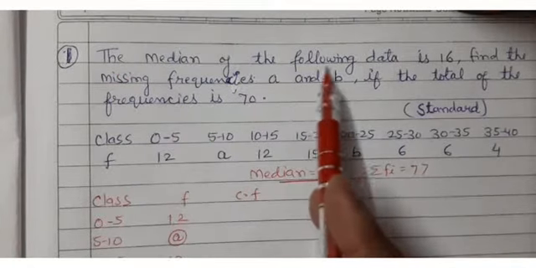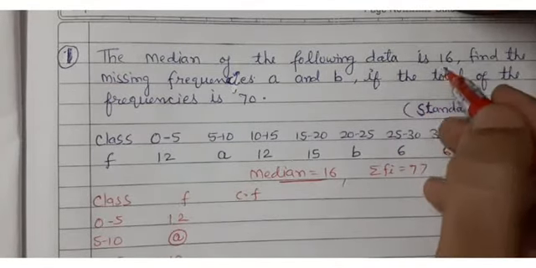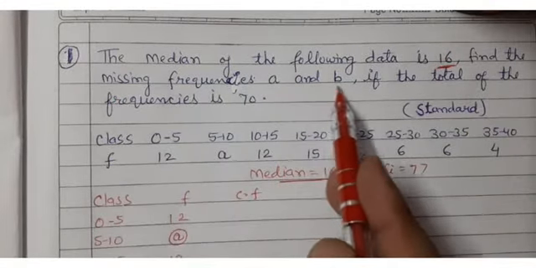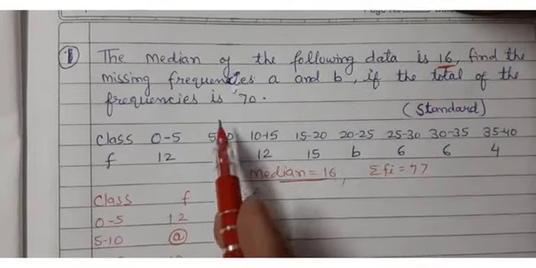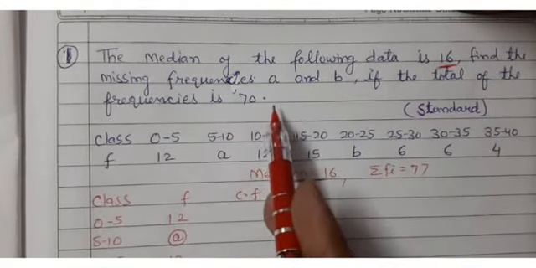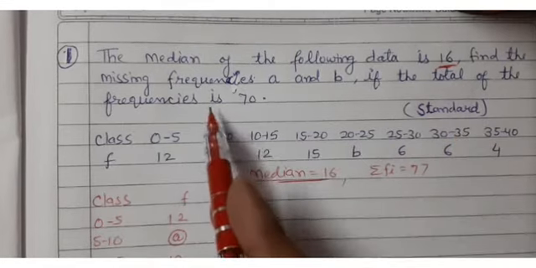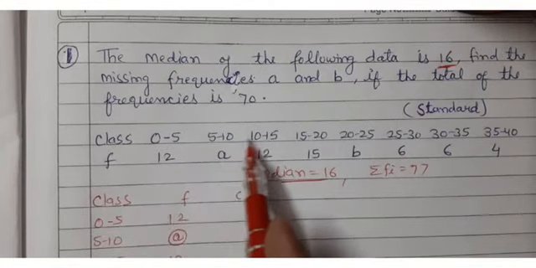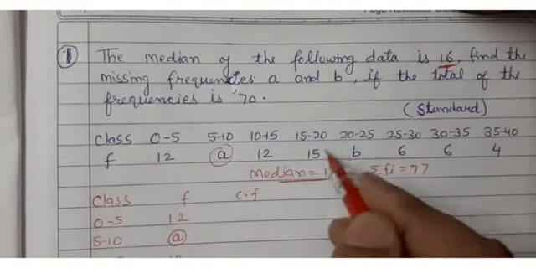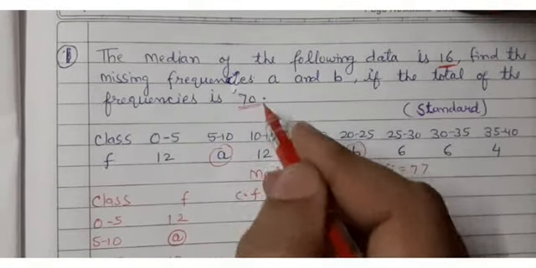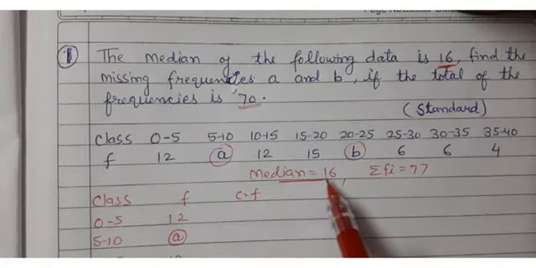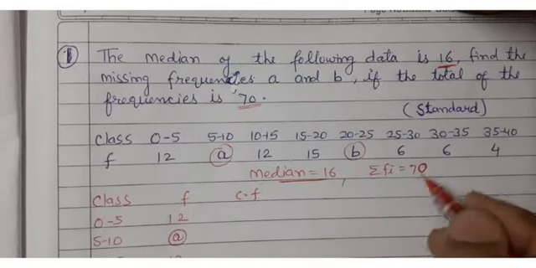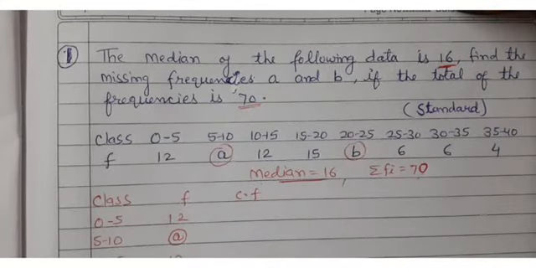The median of the following data is 16. You have been given median 16. Find the missing frequencies A and B if the total sum of frequency is 70. Okay, this is given to you, class 0 to 5, 5 to 10, and the missing frequencies are A and B here. I am writing here median is 16 and sigma fi is 70.